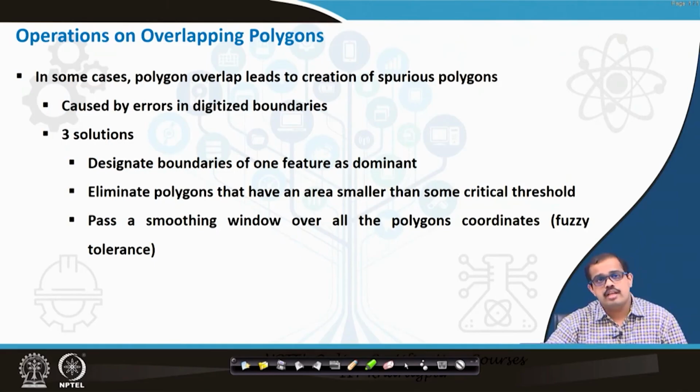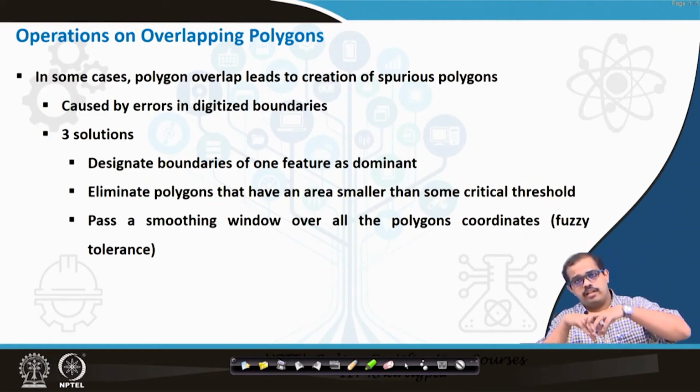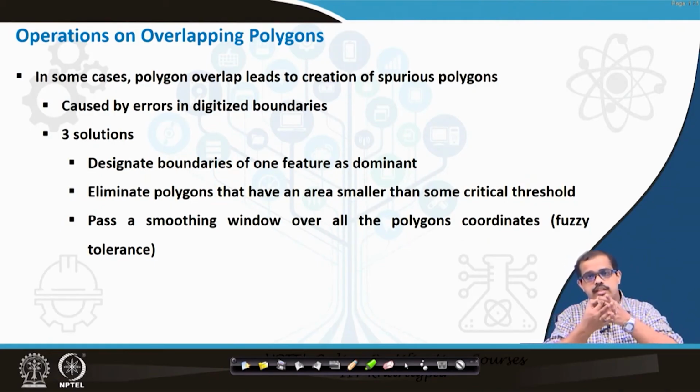The first solution is to designate the boundaries of one feature as a dominant boundary, which means if there are two polygons, one polygon and another polygon sitting like this, and I designate this polygon as the major boundary, then the other should sit something like this. That is one of the solutions.